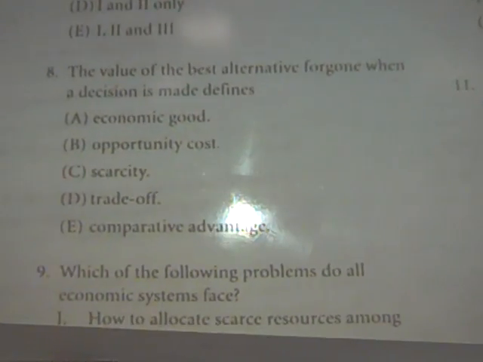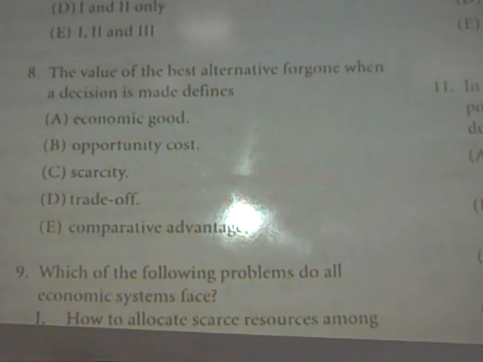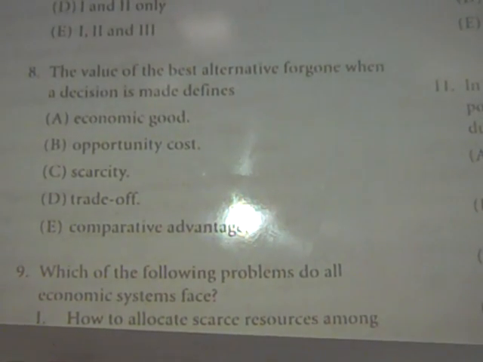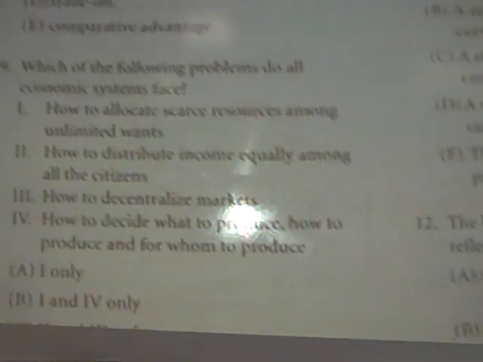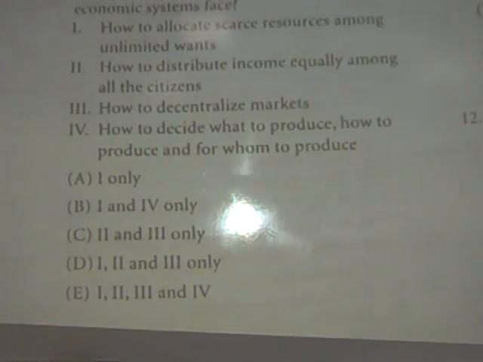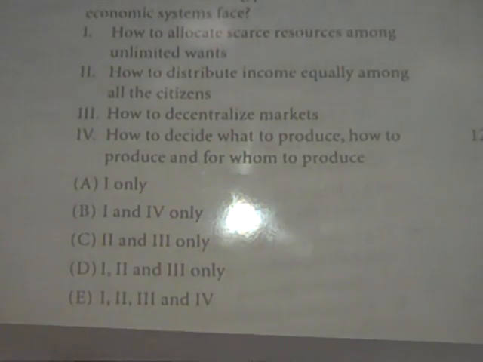All right. This is opportunity cost again. The value of the best alternative foregone when a decision is made is opportunity cost. Why did they ask me that same question just a second ago? All right, which of the following problems do all economic systems face?